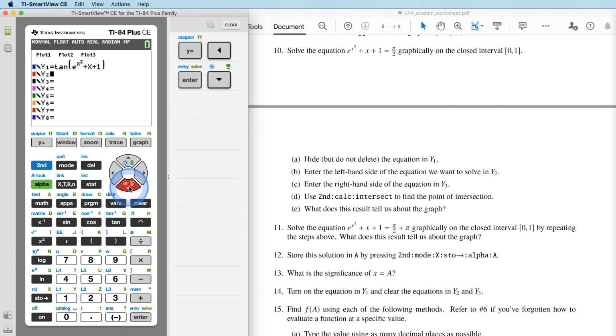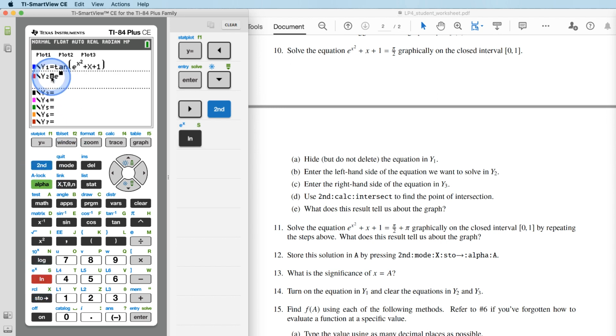And then when you come down, notice that it is deactivated. That equal sign is no longer highlighted. When I start typing in something, let's start typing in e to the x, you can see now the equal sign is highlighted in black. That equation is now active, and when you press graph, it's going to graph this equation for you. But y1 is currently inactive, so it will not show up when we press graph.